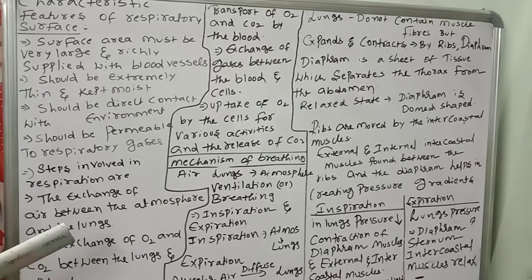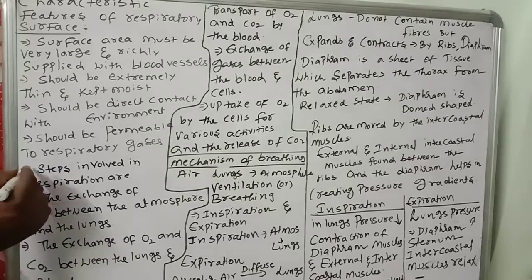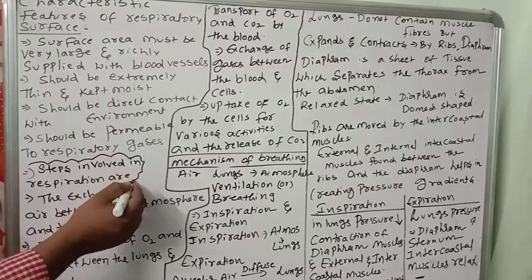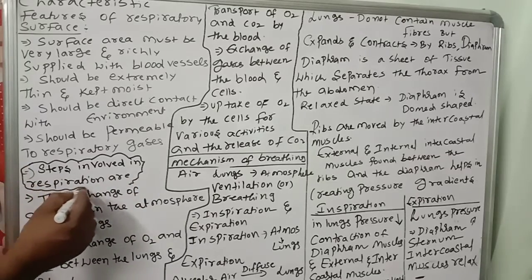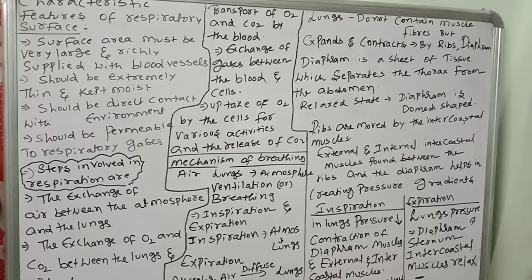First we are going to discuss the steps involved in respiration. Number one, the exchange of air between the atmosphere and the lungs. You know very well the atmospheric air will enter into the lungs, and carbon dioxide from the lungs will enter into the atmosphere. What do we call that process? That is called ventilation.